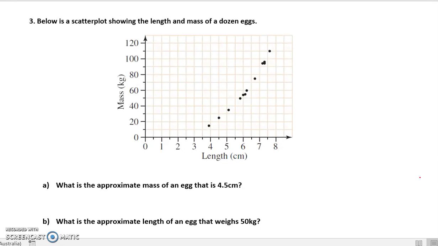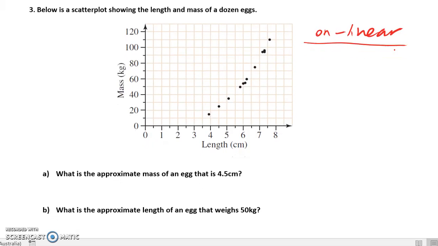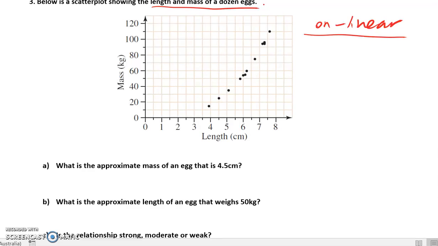All right, the next question is very similar, except I want you to know that this one is a nonlinear relationship. It doesn't ask us about that, but it's really important for you to see. Obviously, it makes a curve. And showing the length and mass of a dozen eggs. They must be some kind of big eggs if they're weighing that many kilos. Whoa. So what is the approximate mass of an egg that's 4.5 centimeters?